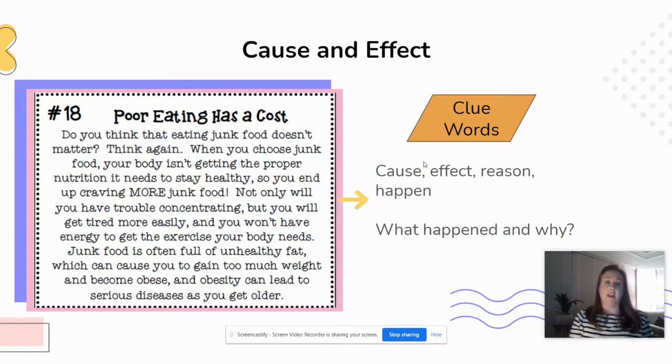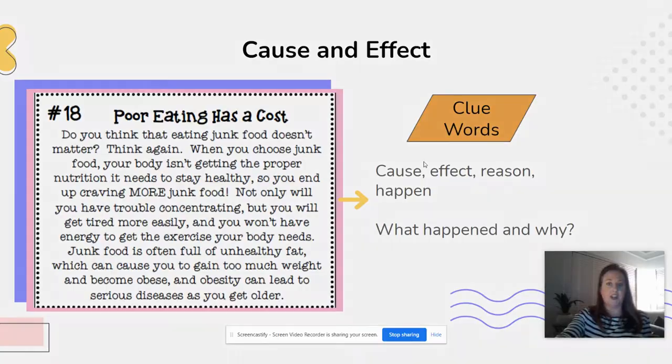So what is happening is eating junk food, and then the why, what happens after you eat it. It can cause you to become obese, or you see other things where it causes you to be tired. You can gain too much weight, or you just don't have a lot of energy. So this would be cause and effect.